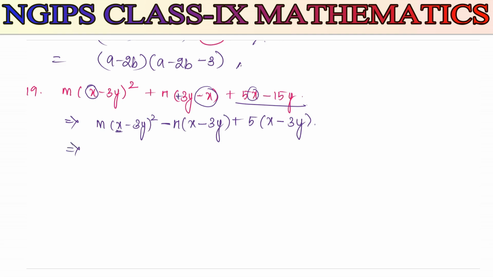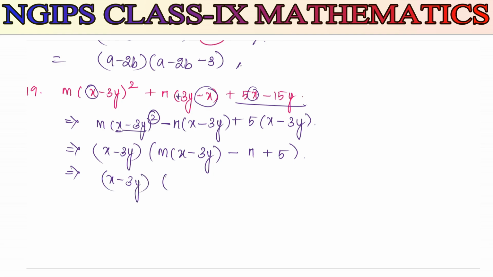Further if you simplify, in all the three terms we have x minus 3y common, so I can write x minus 3y. The leftover here is m into, we took one power out and the remaining one more power we have to write, (x minus 3y) minus n plus 5. Further if I simplify, (x minus 3y) into, you can multiply this m inside, mx minus 3my minus n plus 5. So this is the final answer.